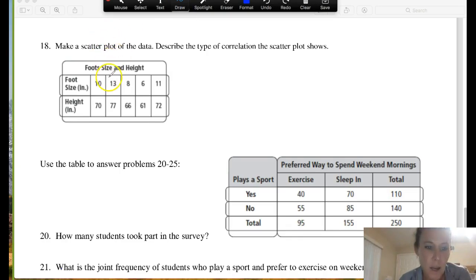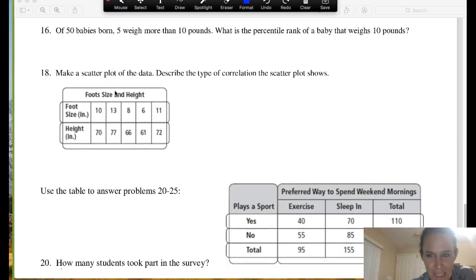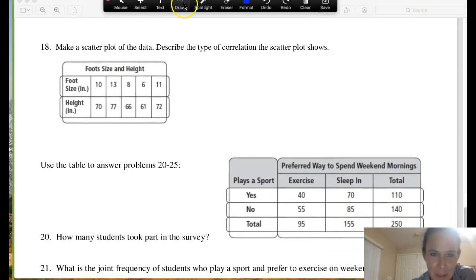All right, looking at number 18. If you notice there is no 17, that was a mistake. It's okay. I'm not going to mark off that point. It's like a freebie point. Okay, this should actually say 18 to 19, because you're going to get 2 points. One to make a scatter plot and one to describe the type of correlation.